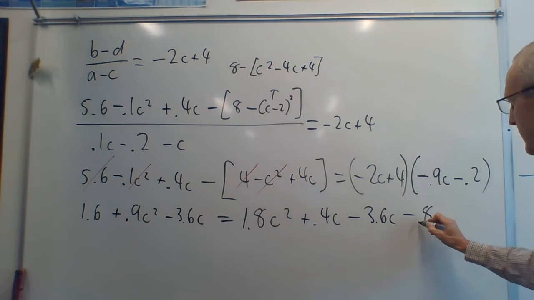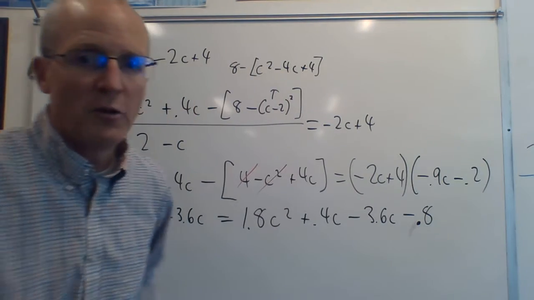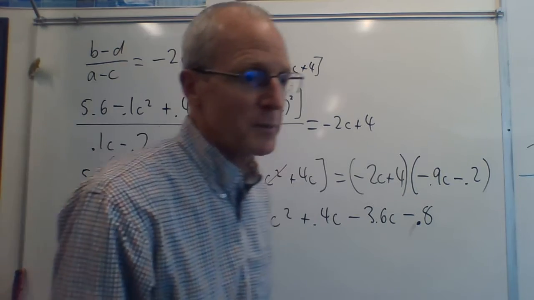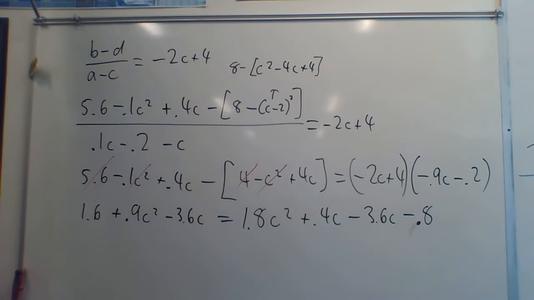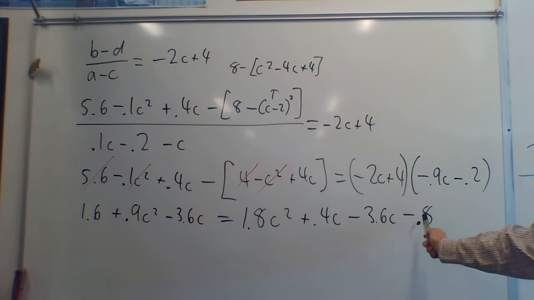Like I said, there's so many places to go wrong, and I did a couple times. I was doing this on my own and beat my head against the wall. But I think this is right, and I keep checking against what I did before, so I don't make the mistake again. So yeah, 0.4c, minus 3.6c. Yep, that's right. Minus 0.8.